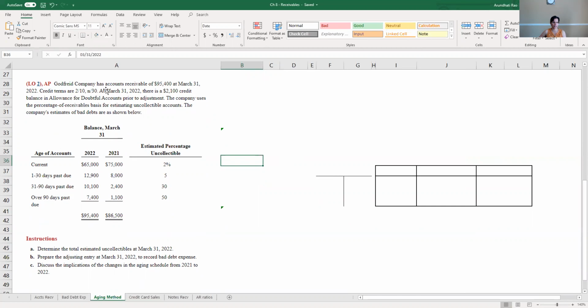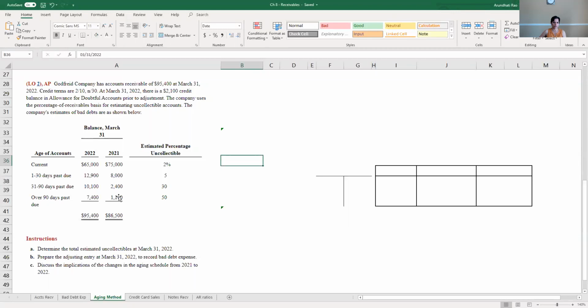So here we have a company that has accounts receivable of $94,400 at March 31st, 2022. The terms are 2/10, net 30. At March 31st, 2022, there's a $2,100 credit balance in the allowance for doubtful accounts prior to any adjustments. They are using the percentage of receivables basis of estimating uncollectible accounts. So let's see what that means. At March 31st, 2022, they've given us information.